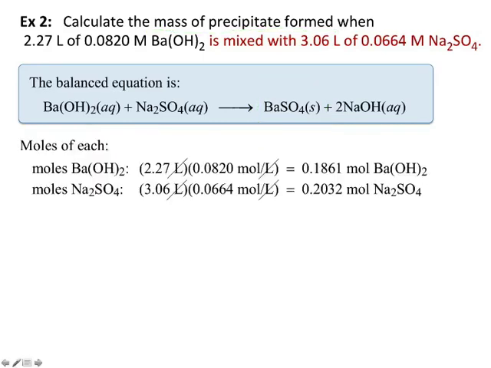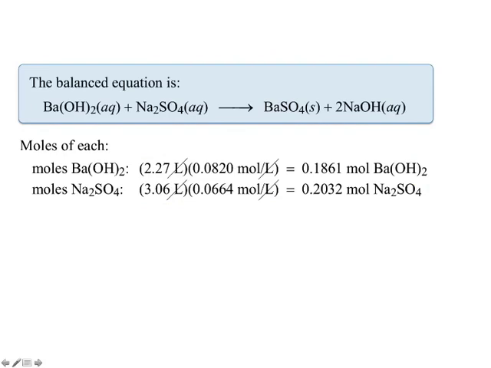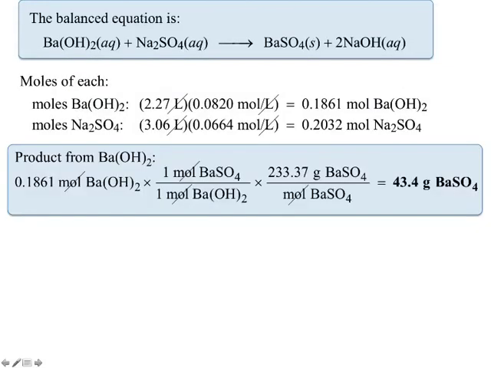So now we find the moles of each starting material, just like we did on the last slide, and so the first bit of this is just copied from the previous slide. And now we take the amount of sodium sulfate and do the same thing. Now we do the stoichiometry piece. So let me scoot this up. And the product from barium hydroxide, well, this is just exactly what we had on the last slide, so I don't need to talk about it.